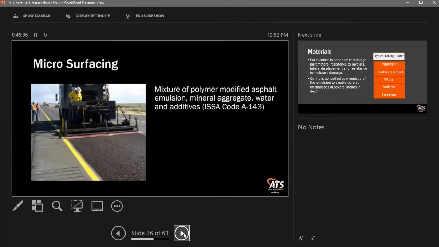It uses polymer modified asphalt emulsions, mineral aggregate, water, and some different additives. Microsurfacing is probably one of your more defined treatments, meaning the ISSA code gives you a full way to check and monitor the mix design process, testing, and quality control.